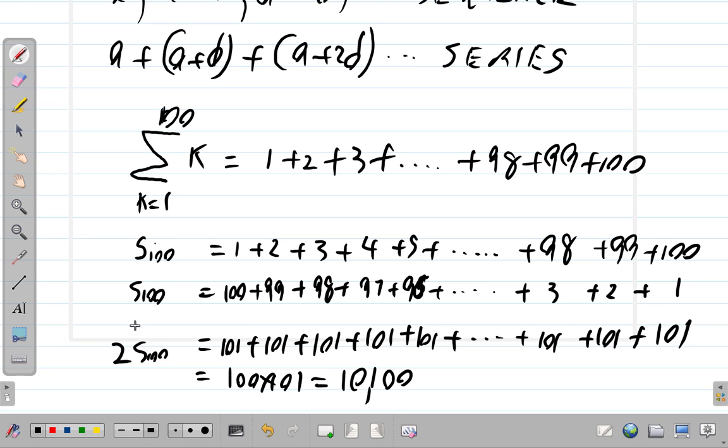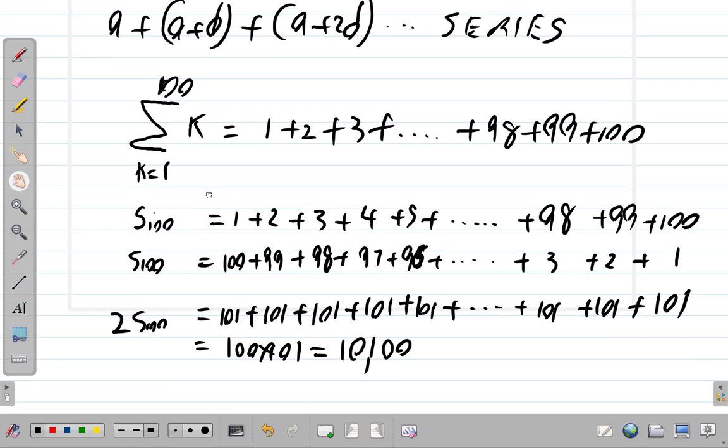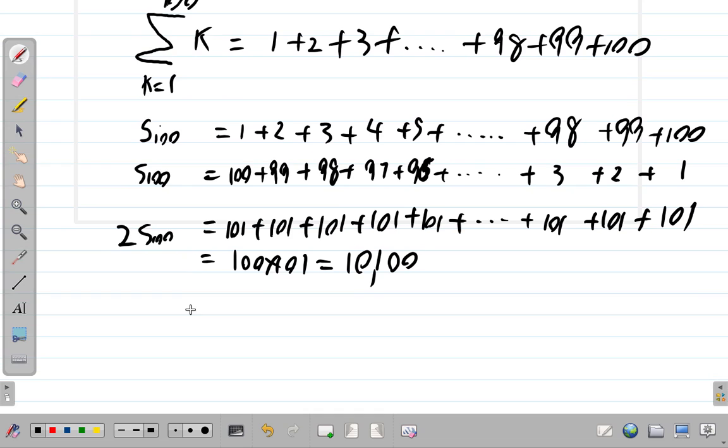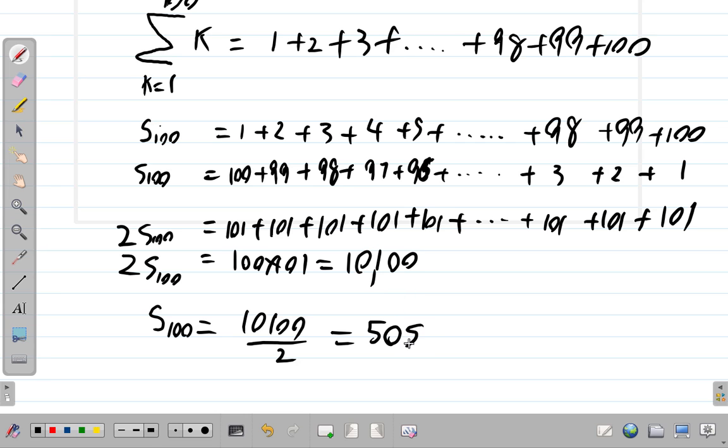But this is 2 times the sum of the first 100 terms. So if we say the sum of the first 100 terms, you divide both sides by 2, because remember, this is 2 times S100, right? If you divide by 2, you get S100 is 10,100 over 2, which gives you what? 5,050. All right. So that's what you have.